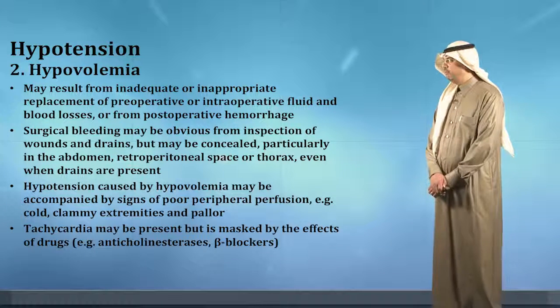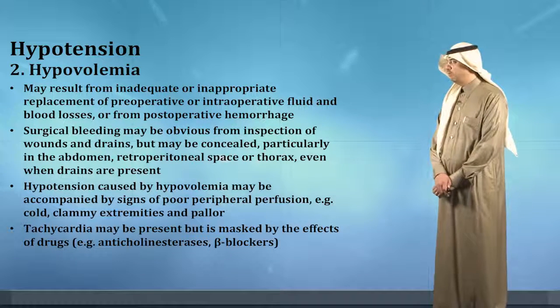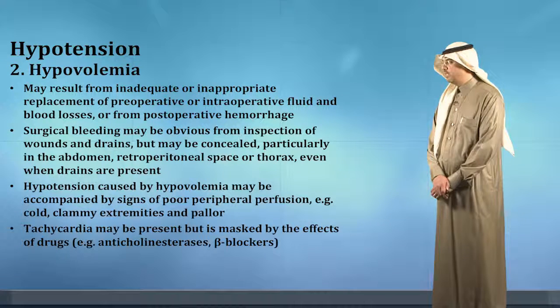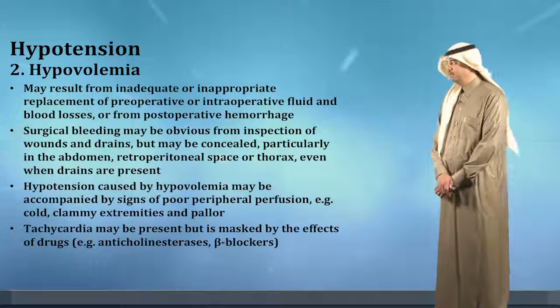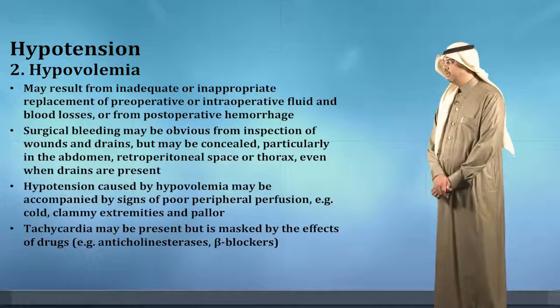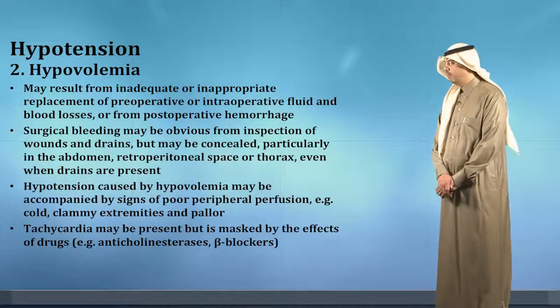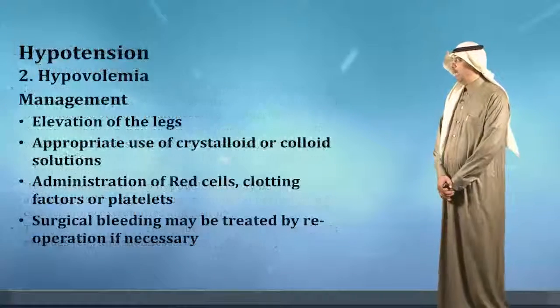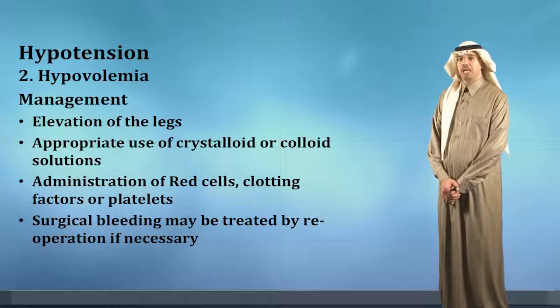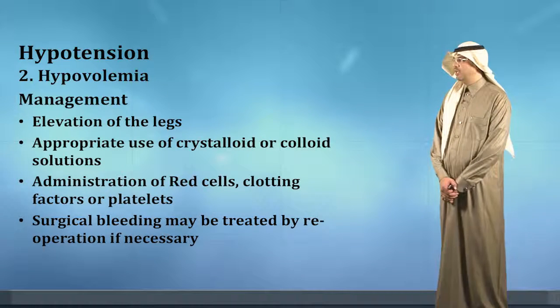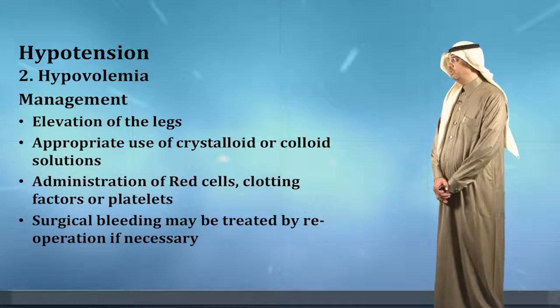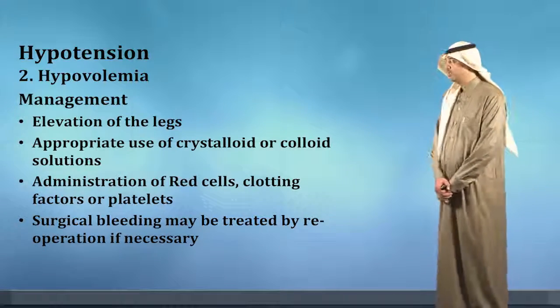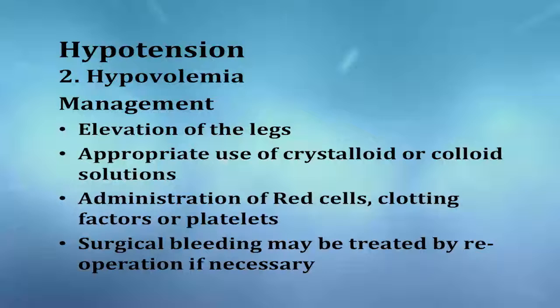Hypotension caused by hypovolemia may be accompanied by signs of poor peripheral perfusion, such as cold, clammy extremities and pallor. Tachycardia may be present, but is usually masked by the effect of medications. Hypovolemia can be managed immediately by elevation of the legs, appropriate use of crystalloid or colloid solutions, administration of red blood cells, clotting factors, or platelets, and the surgical bleeding may be treated by reoperation if necessary.